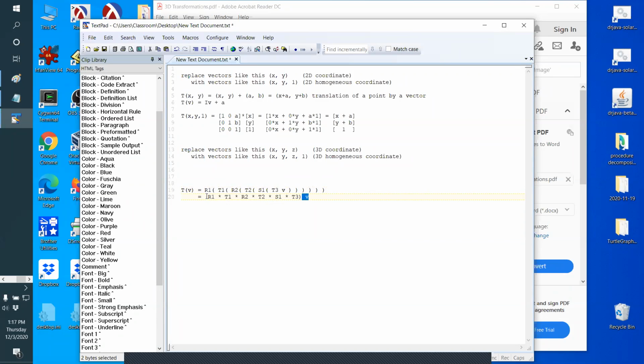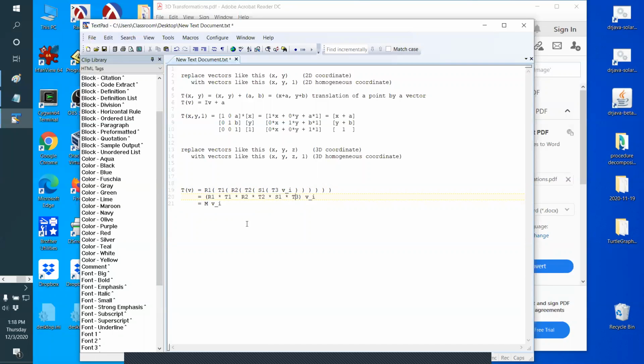Because remember, this would usually be done in a loop, and this would be vertex i. This would be the ith vertex in a loop, and you might be doing this loop on 1,000,000 vertices. So it's better to do this ahead of time, and then apply a result matrix M to Vi. M is just this result matrix. So you do this multiplication ahead of time.